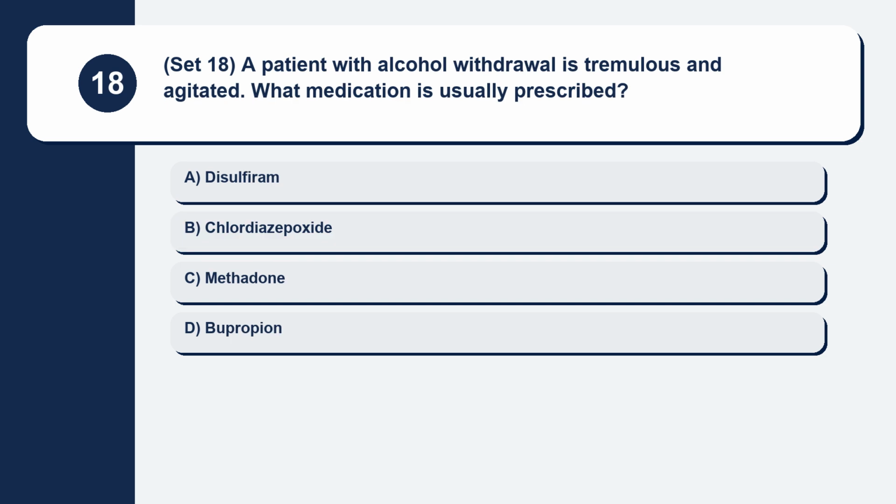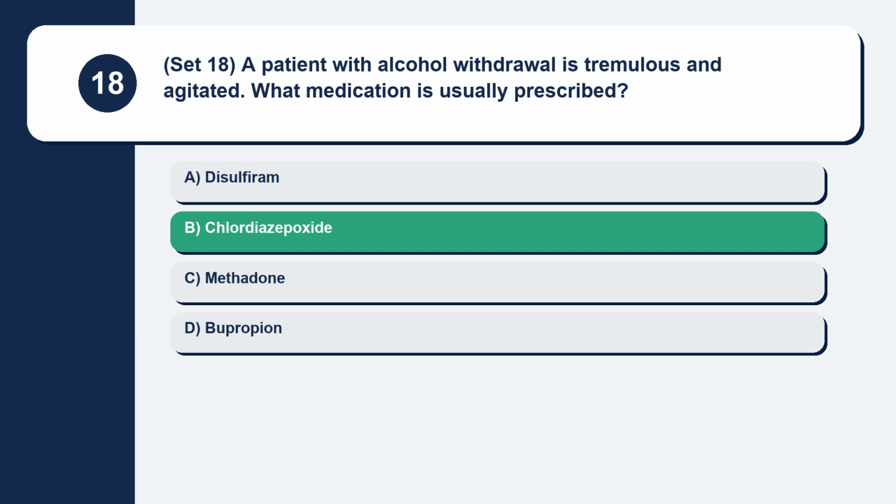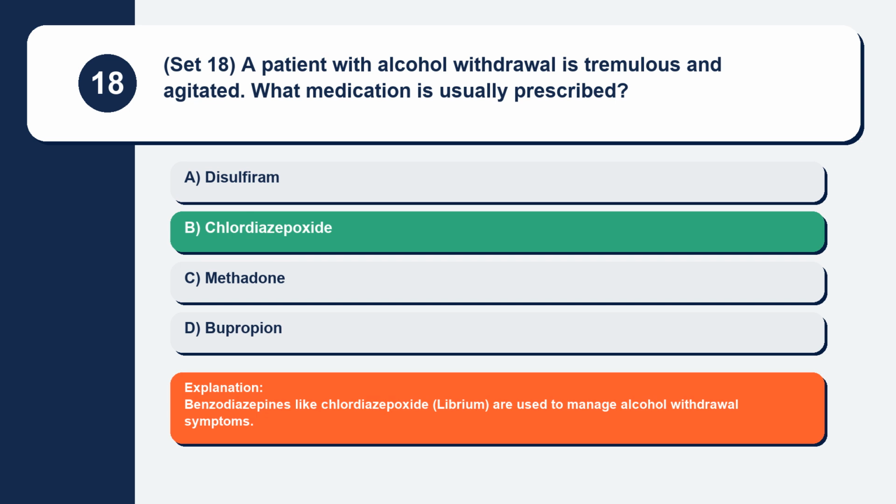Question 18. Set 18, a patient with alcohol withdrawal is tremulous and agitated. What medication is usually prescribed? Disulfiram, chlordiazepoxide, methadone, bupropion. Benzodiazepines like chlordiazepoxide, Librium, are used to manage alcohol withdrawal symptoms.